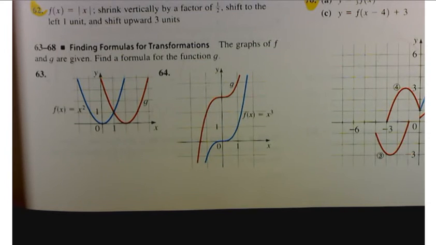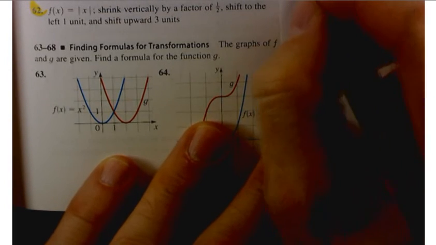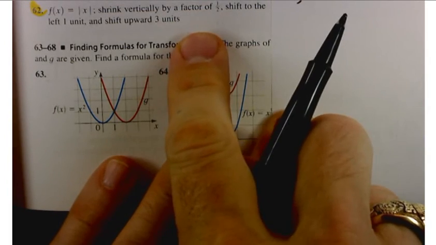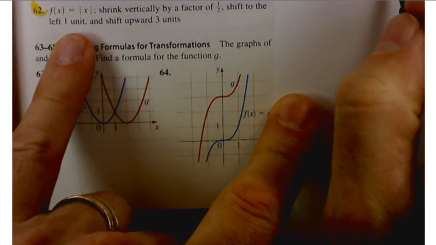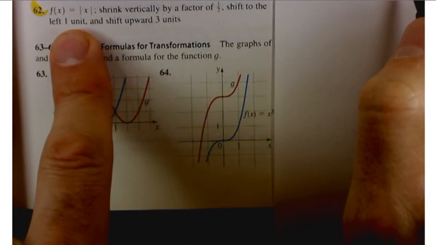Andrew, what you got? One half. Well, what's in the absolute value? We want to shift it to the left 1 unit. Good. Plus 1 and then plus 3 there. So overall, g of x is 1/2 the absolute value of x plus 1, plus 3. The half is on the outside, yes.